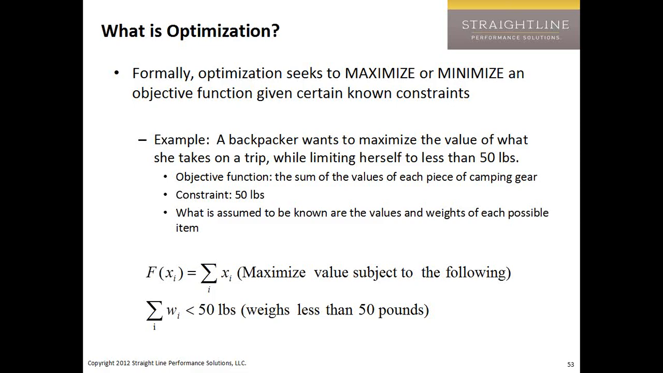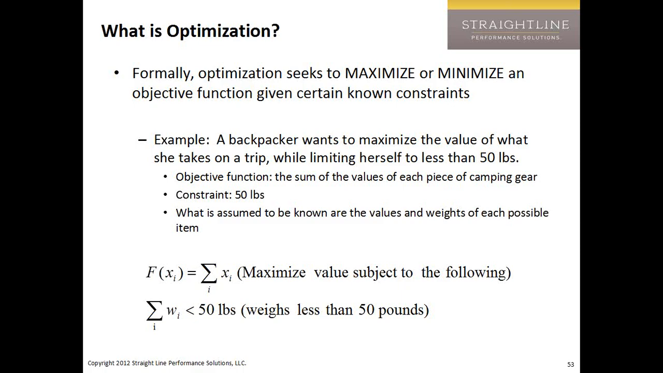Specifically, if we're going to maximize or minimize something, consider the following. Consider a backpacker who wants to maximize the value of what she takes on a trip while limiting herself to less than 50 pounds in gear, because you can only carry a certain amount on your back. So here the objective function would be the sum of the values of each piece of camping gear. Notice that we'd have to assume that we know the values or calculate those values. So what is the value of having a Swiss Army knife, for example, or what is the value of having a tin of baked beans, or something like that.